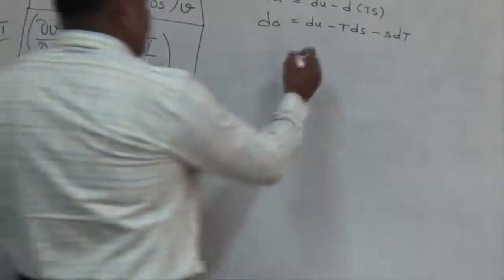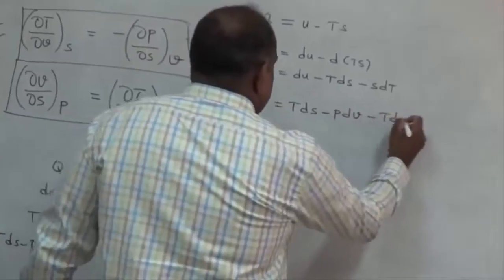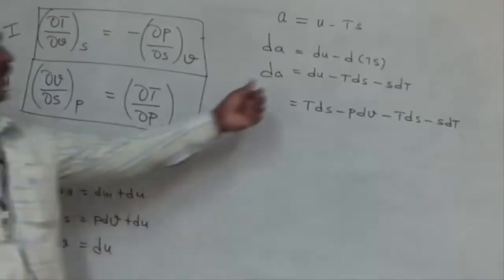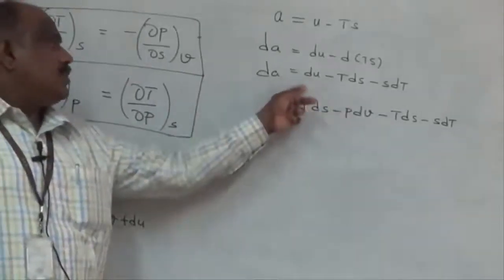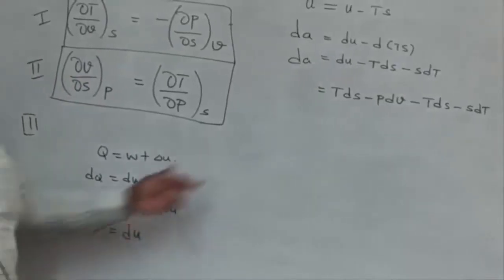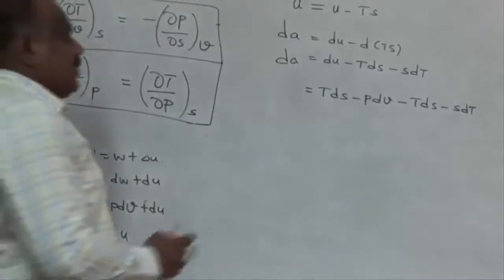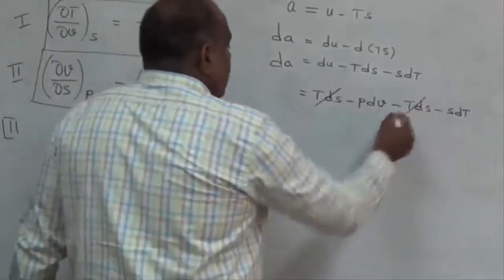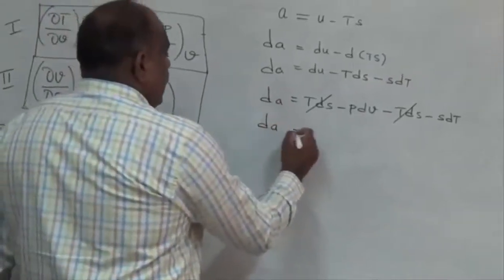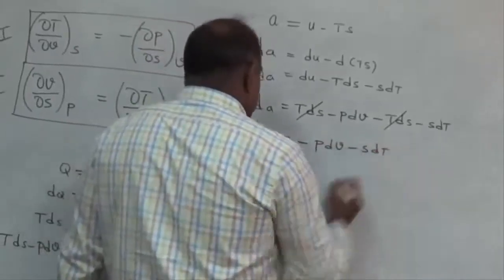So it is TdS minus PdV minus TdS minus SdT. I hope you can easily understand this concept. I just want to substitute the value of dU from the first law of thermodynamics. I have substituted the value of dU as TdS minus PdV from this expression. Now which term will cancel? The TdS and minus TdS will cancel away. So dA is nothing but minus PdV minus SdT.